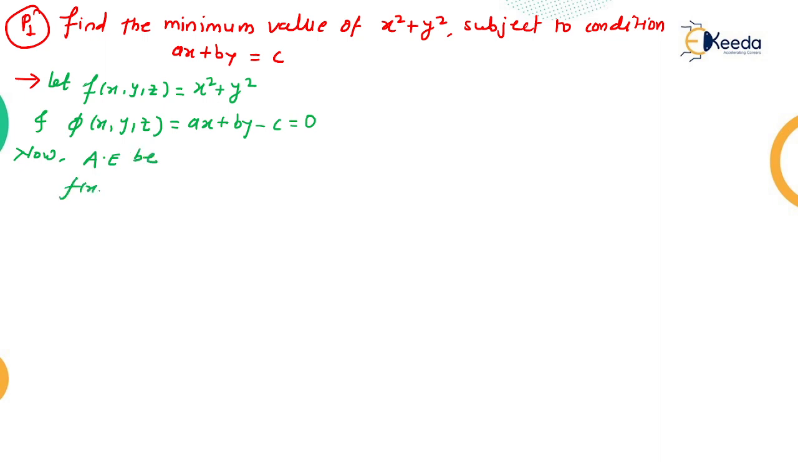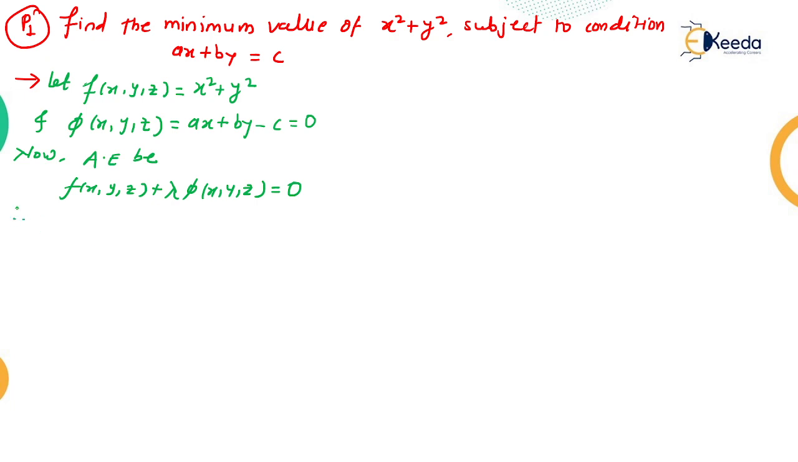This is a function of x, y, z plus a phi of x, y, z, and that is equal to... here a lambda is missing, so this is lambda into phi. The auxiliary equation will be f of x, y, z plus lambda into phi of x, y, z equal to 0. This is nothing but the auxiliary equation. So substitute the values of f of x, y, z and phi of x, y, z in this auxiliary equation.